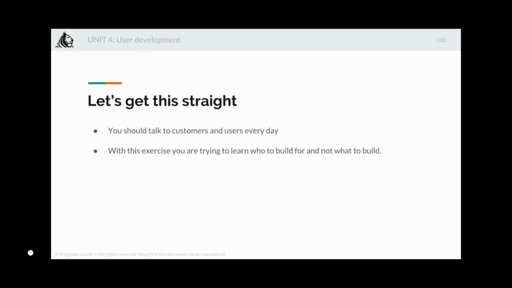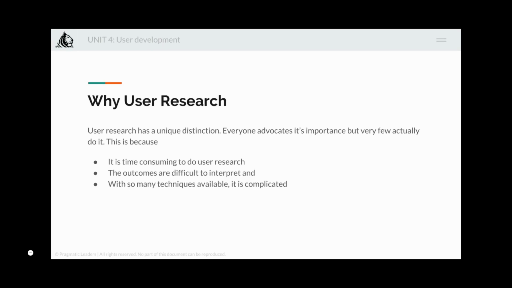So user research is an overarching technique critical to product development decision making. It just helps you in making good, sound decisions. Okay, why user research? Because user research has a unique distinction.